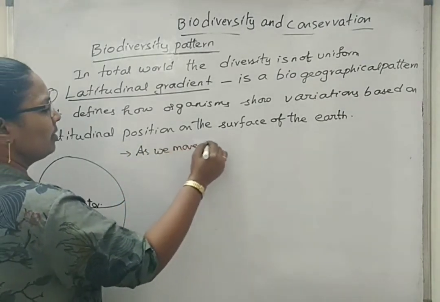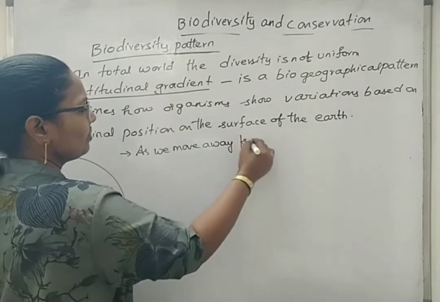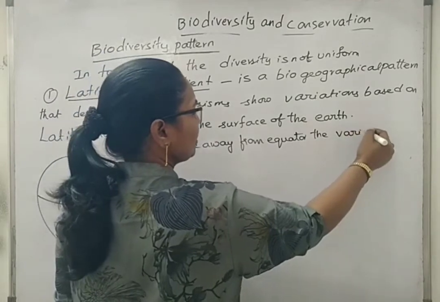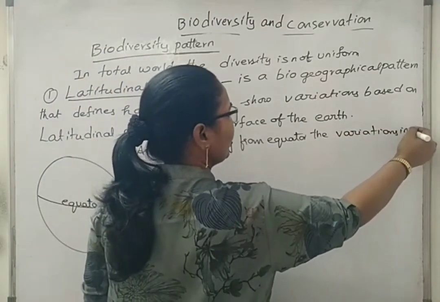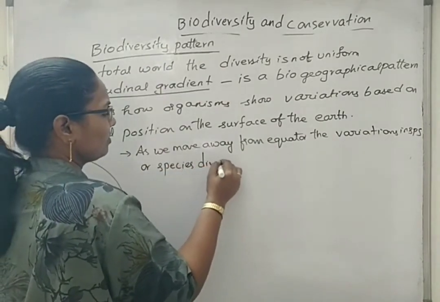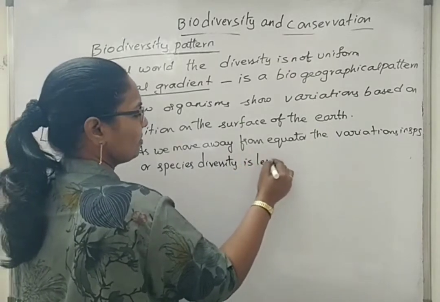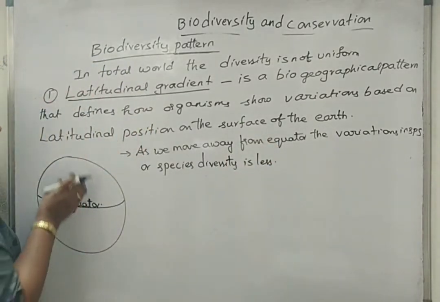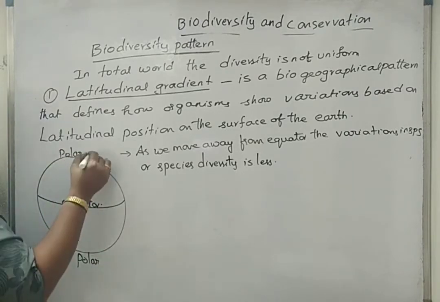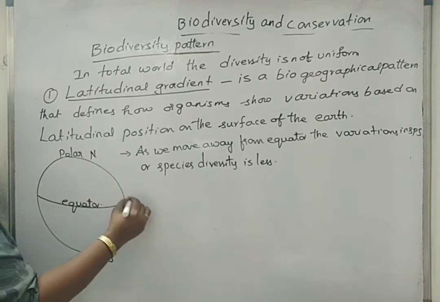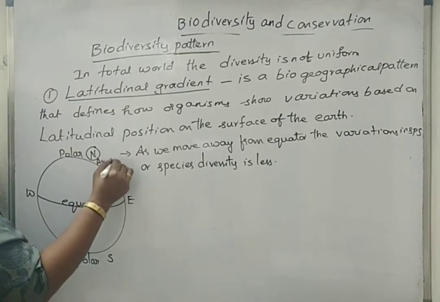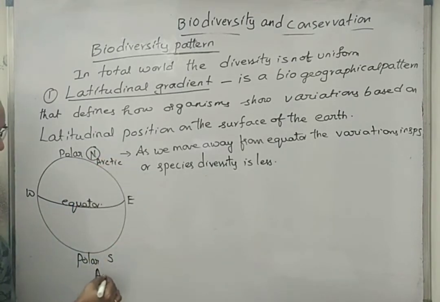As we move away from the equator, the variations in species, or species diversity, are less, as we move from the equator to the polar regions. If we take this upper one as north, this is south, this is east and this is west. This north pole is called the Arctic region. The south pole is called the Antarctic region.